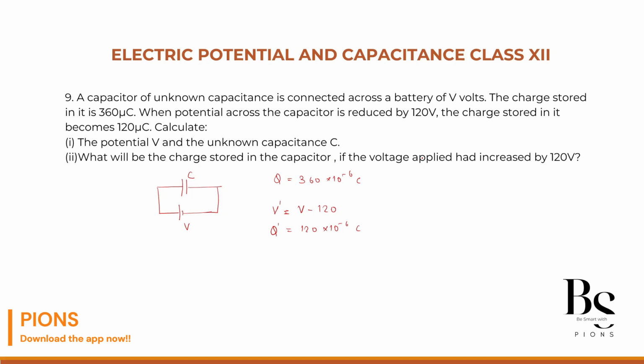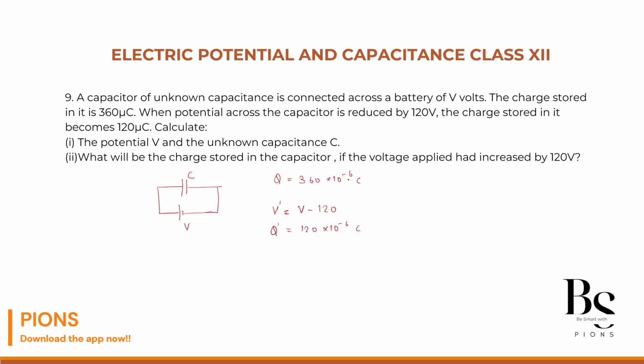Let me repeat the question again so we are clear on what they are saying. I took a capacitor and connected it to a random battery with voltage V. I don't know how much it is. It can be 200 volt, 500 volt, 1000 volt, anything. When I connected it to this voltage V, the charge the capacitor can store will be Q, which is 360 microcoulomb.